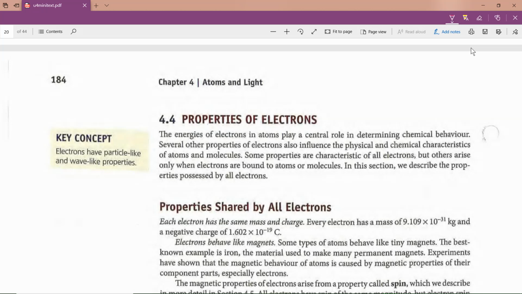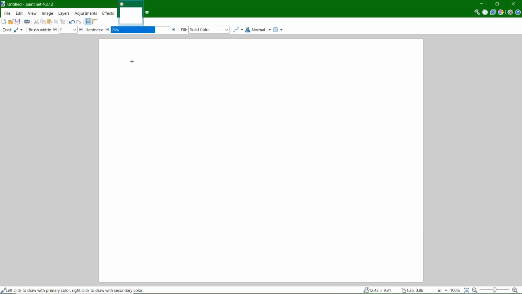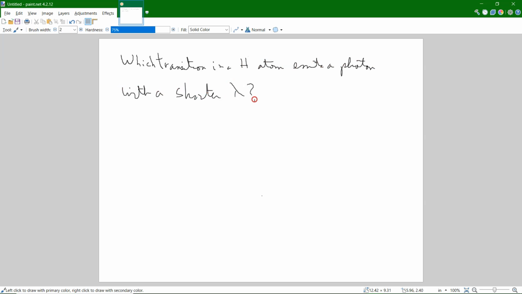Let me just make one more example. Sometimes I do this. Watch this. Before I go to properties of electrons, I'm just going to make up a question. So I'm going to go to my canvas here, my paint.net, and I could say something like this. Which transition in a hydrogen atom emits a photon with a shorter lambda? 6 to 5 or 4 to 1?